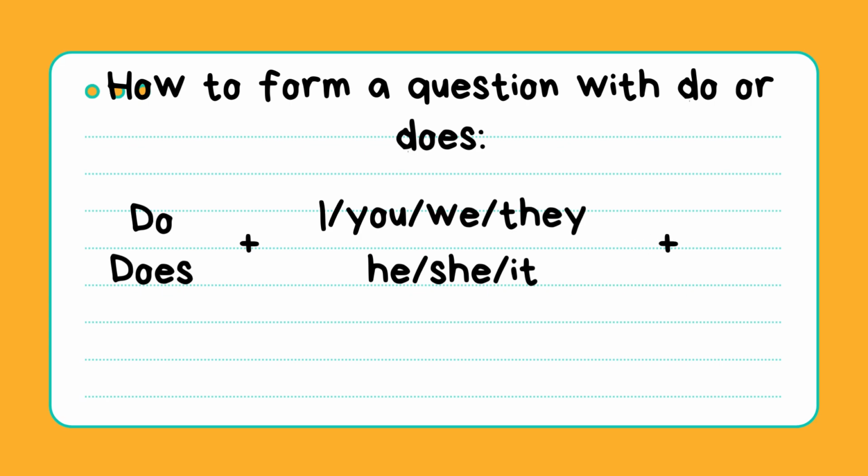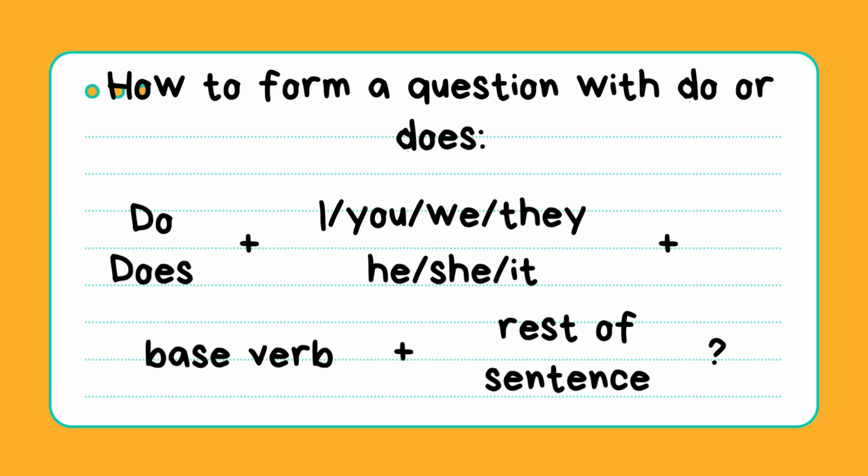Next, we take the base form of a verb. Then we add the rest of the sentence and a question mark. These questions sound like, do you eat meat? Does he eat meat? Let's talk about them more.